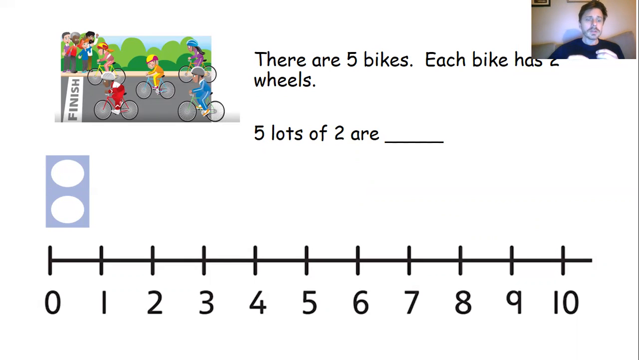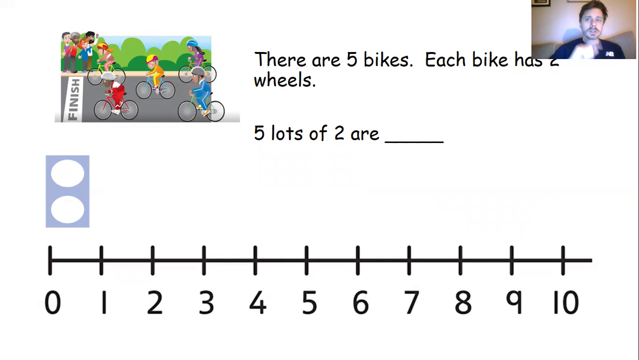Okay. So what we've got here, well, I've got a piece of Numicon. You'll remember those. That's a 2 piece of Numicon there. That's blue, because we're counting in 2s, lots of 2, and also a number line as well. Okay, so let's see what we do with our Numicon. That's a 2. How many lots of that do we need? Well, we know that there are 5 bikes, so we need 5 pieces of Numicon. Okay, each one representing one of those bikes.